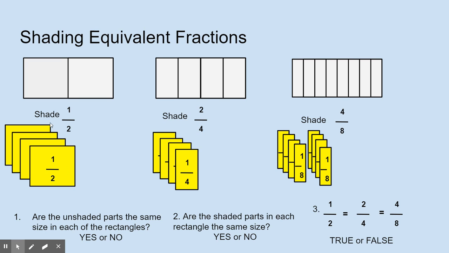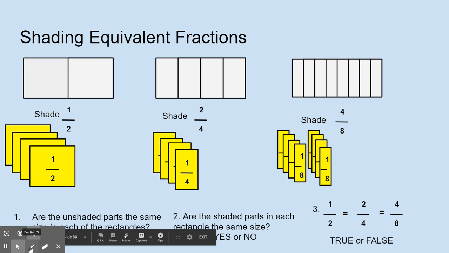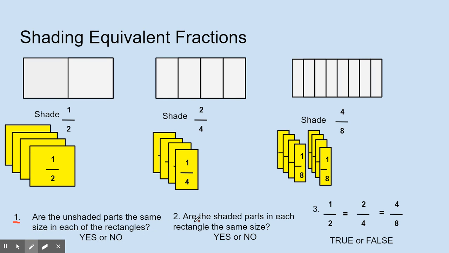So for these ones, you will shade 1/2, shade 2/4, shade 4/8. And once you get those all shaded in, there's 3 questions down here for you to answer. 1, are the unshaded parts the same size in each of the rectangles? 2, are the shaded parts in the rectangles the same size? And 3, is this statement true or false? Is 1/2 equal to 2/4 and 4/8? So you will be answering those 3 questions.